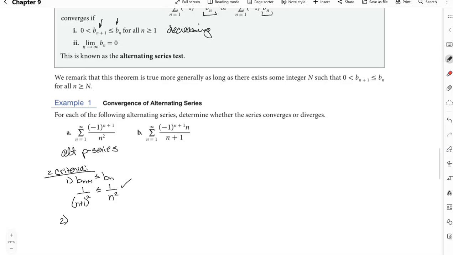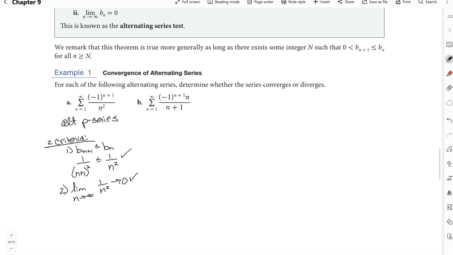The second one is looking at the limit as n goes to infinity of the sequence, which is 1 over n squared, and we can see that guy's heading to 0. So we would say, therefore, this series converges by alternating series test. I'm going to abbreviate that AST.